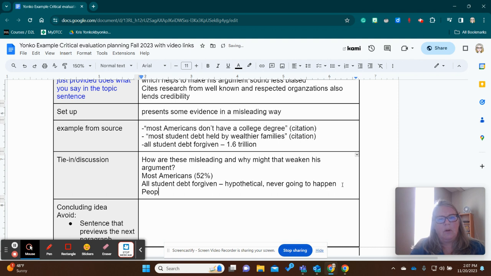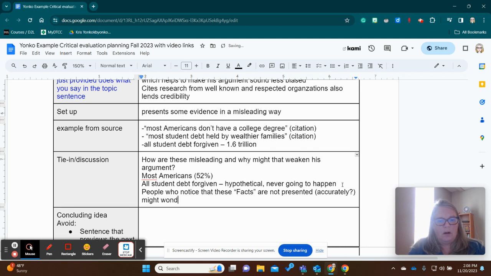People who notice that these facts are not presented accurately, not presented something. So here's where I can't think of the word I want. I'm going to put it in parentheses, accurately. Might wonder about the rest of his information, right?